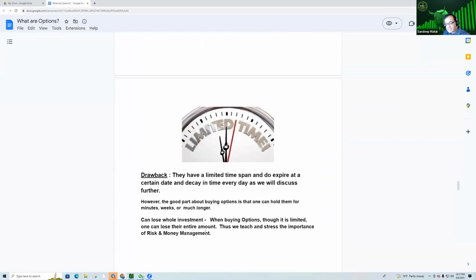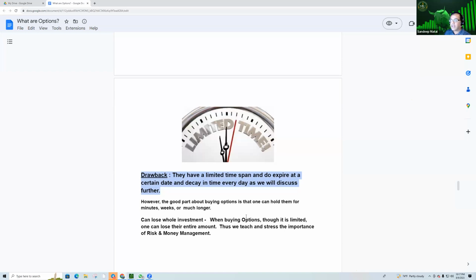What are the drawbacks? The drawbacks of options is that they do have a limited time span, okay? That's the fact of option life. That's why you pay less. They expire at a certain date, and every day it is decaying, okay? So it is a little bit of a game to make it work and to play with it. And that's why we do spreads and different things. But that's just part of options. They have a limited time.